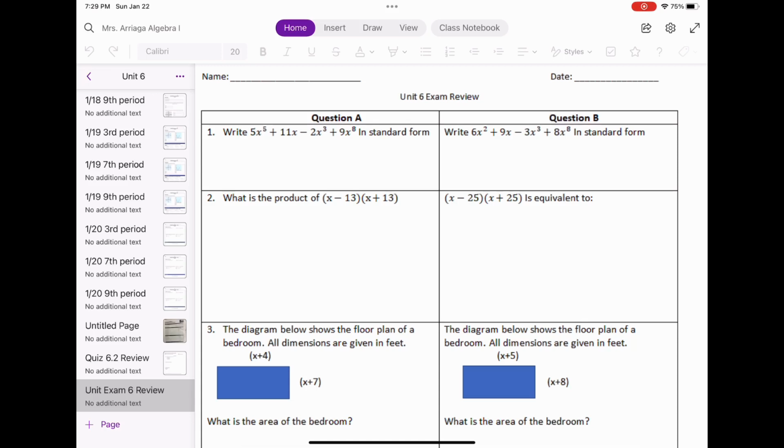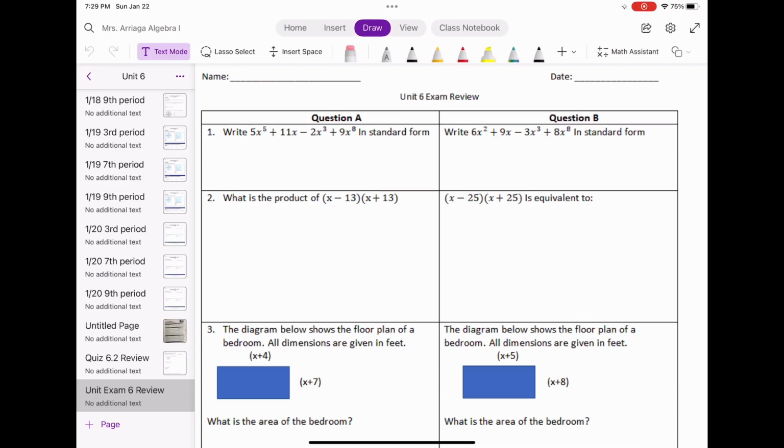The questions are divided between A and B, so we can try doing A together and then you can do B on your own. You can always pause this video so that you can try it on your own and then play so that you can check your answer. Question 1 asks to put this polynomial in standard form.